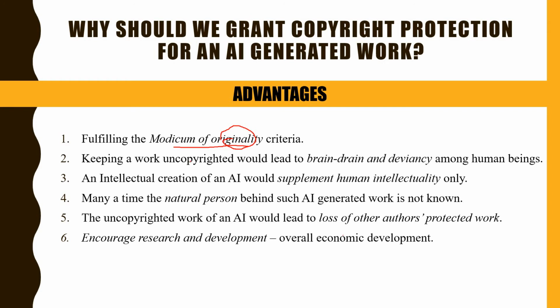Now, the second reason is that if you let any work go uncopyrighted, whether it's of AI or of a human individual, trust me, it is going to lead to a brain drain and deviancy among human beings. Because we human beings are so inclined to use those things which are freely available, which would not lead us to any legal battle, right? So let's say if AI's work is not protected, then I, being a human, would like to go ahead and use that particular software or book or song, whatever this AI has created, because obviously it is not registered, therefore it cannot strike any copyright claim against me, right?